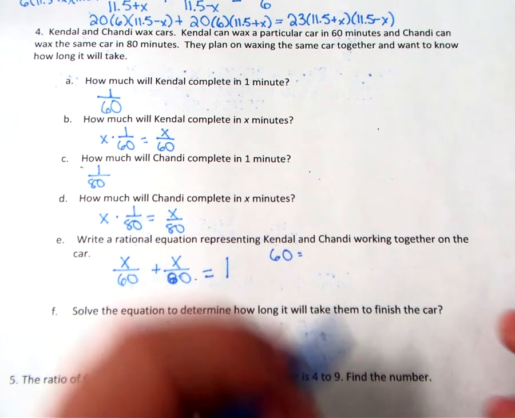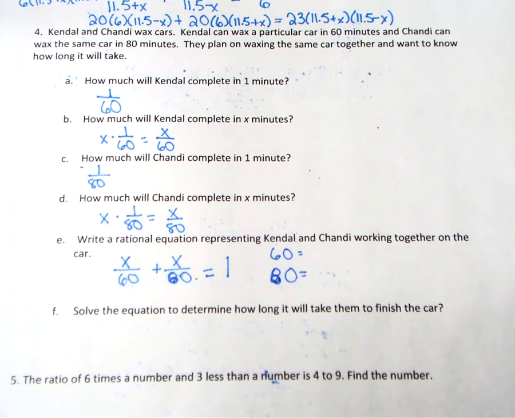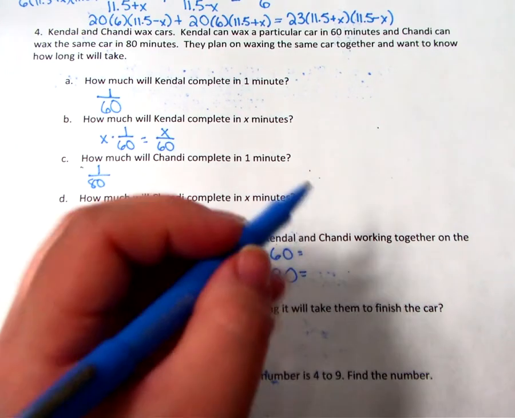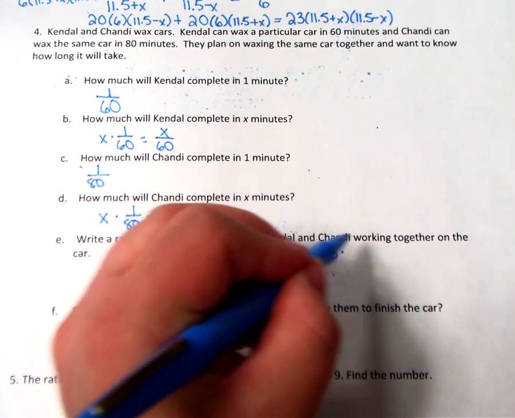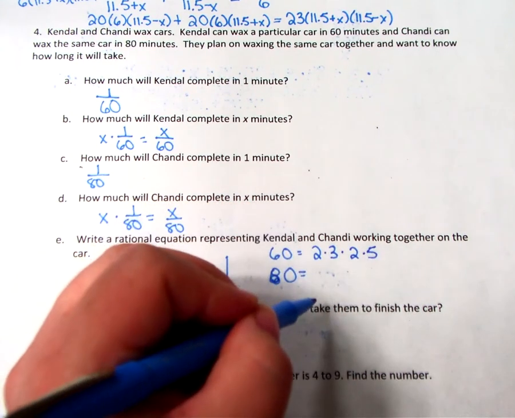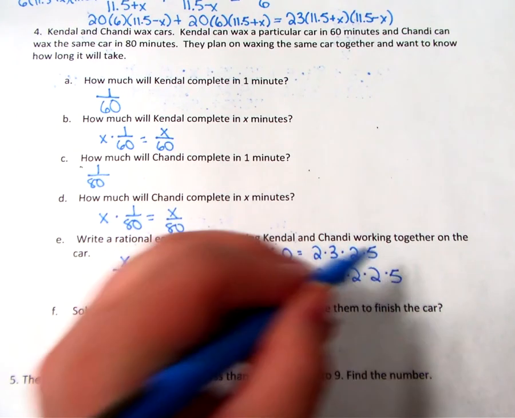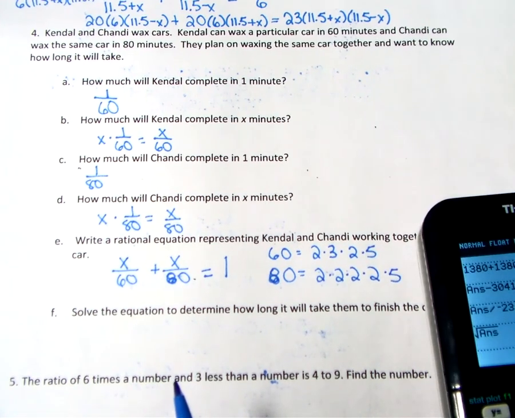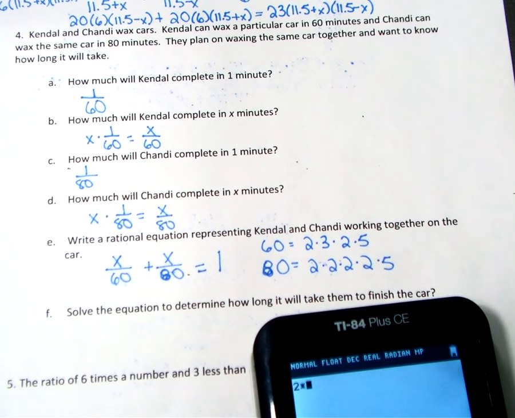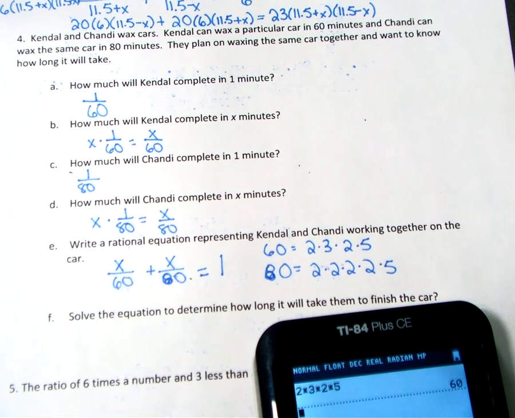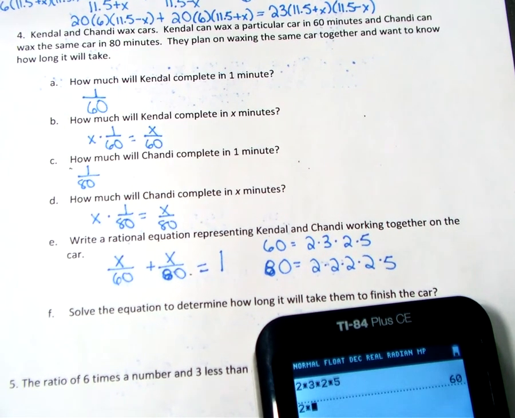factorization for 80. So 60, we know that to be, if you did out your factor tree, 2 times 3 times 2 times 5. And 80 would be 2 times 2 times 2 times 2 times 5. And that's just a factor tree worked out, but you can always check it to make sure. So I have 2 times 3 times 2 times 5. And then 2 times 2 times 2 times 2 times 5. So our prime factorizations are correct.